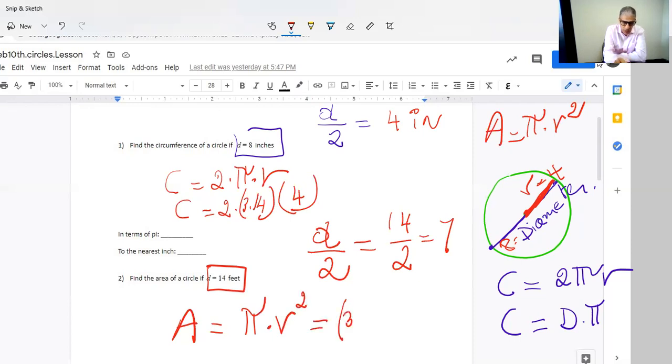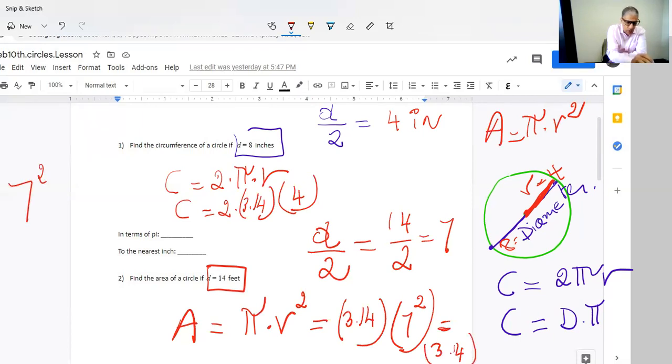So pi is 3.14, and our radius here is 7, and then we have to square it. So this is 3.14 times 7 squared. If you remember your exponents, it's 7 times 7, and that's 49. So this is 3.14 times 49. And put that in the calculator, you're going to get your answer.